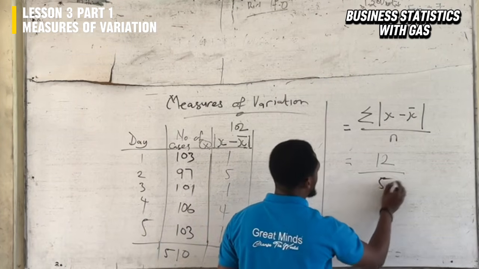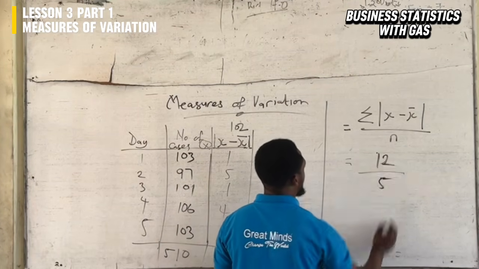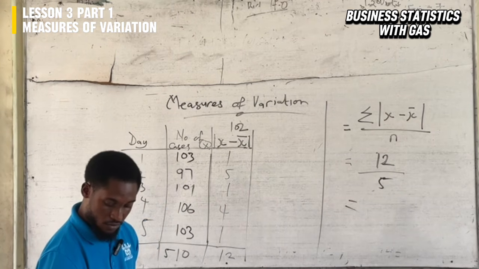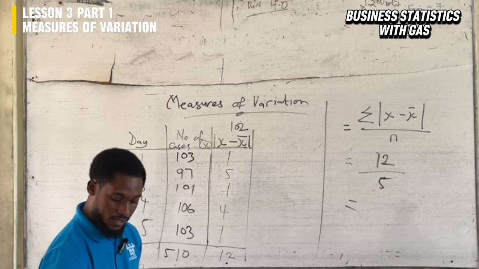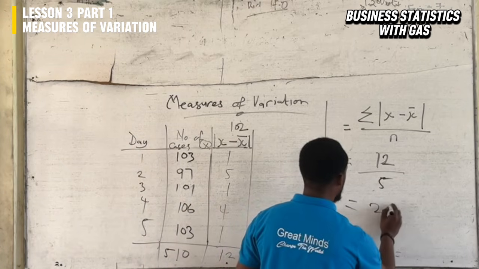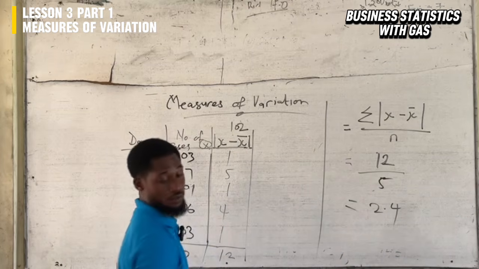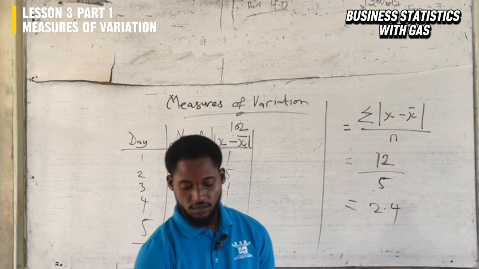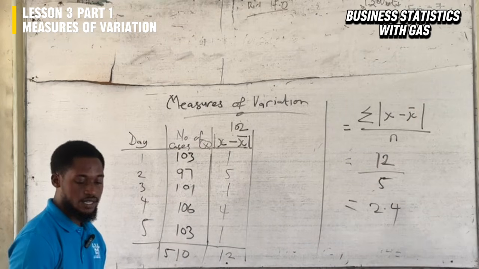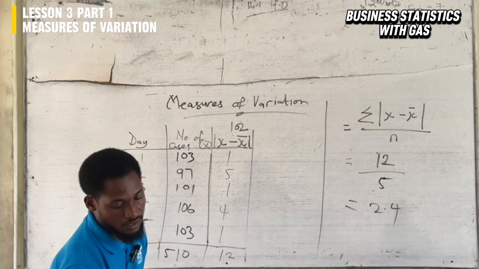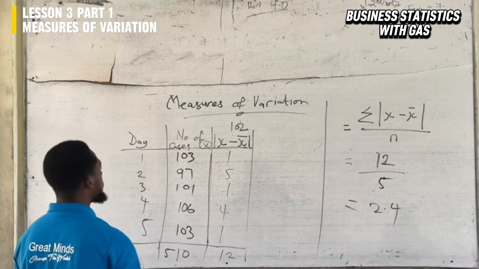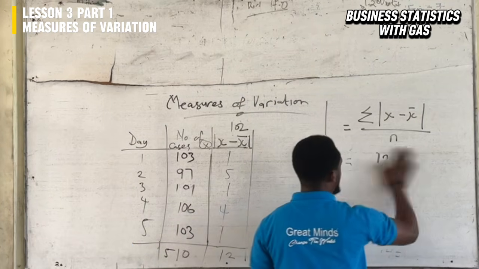So you divide the 12 by 5, and when you divide 12 by 5, you are getting 2.4. So this is how you calculate the mean deviation of an ungrouped data. So we move on to mean deviation of grouped data.